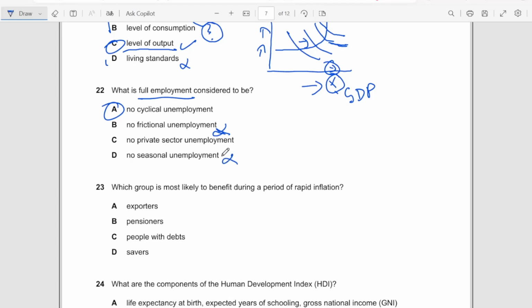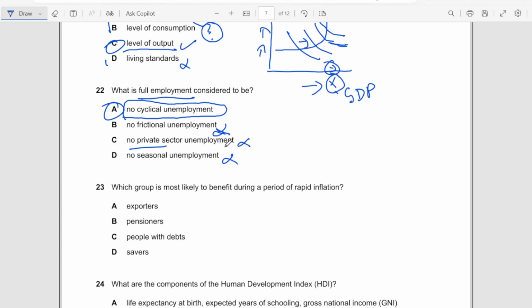And seasonal unemployment is also not going to hinder us from achieving full employment, because it's obvious that some people work on a seasonal basis, so they will work for part of the year and for the other part of the year they might not be working. So if seasonal unemployment is there, it's still considered to be full employment. No seasonal unemployment does not necessarily mean there's full employment, but when there's no cyclical unemployment, that's when there is full employment. And as for the private sector, frictional and seasonal unemployment will obviously happen in the private sector as well in some cases.